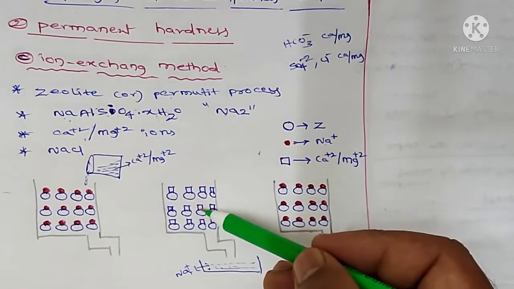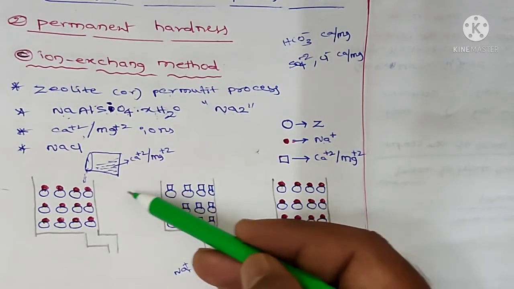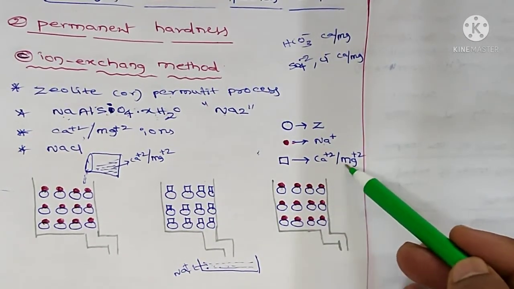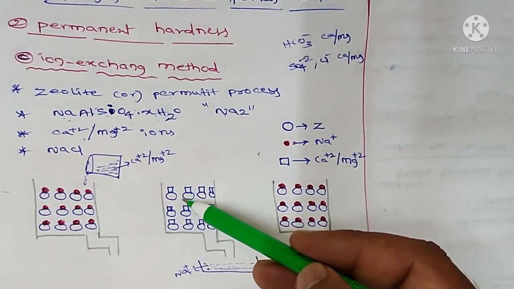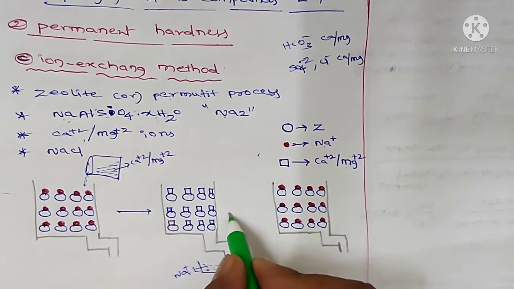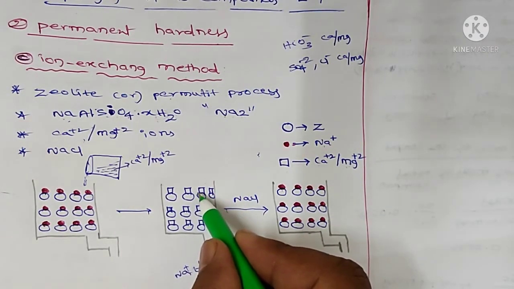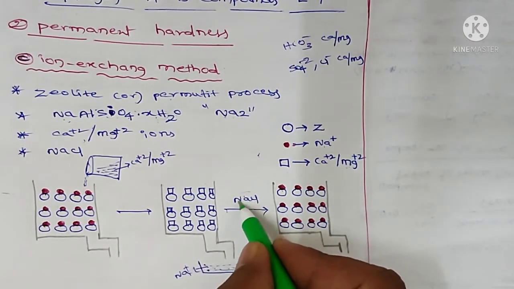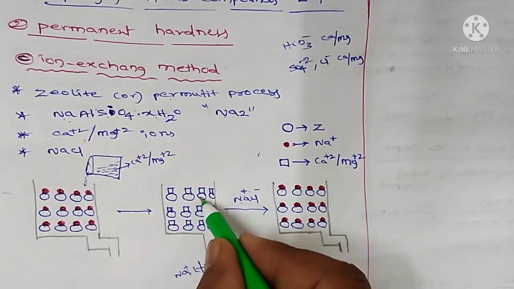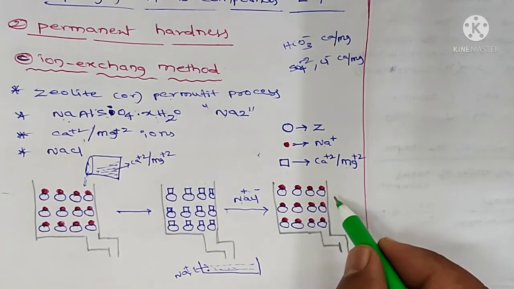During that process the zeolite is consumed, because the Na+ ions are replaced by calcium 2+ and magnesium 2+ ions. See here, the Na+ red dots are replaced by the squares. The square shows the calcium 2+ and magnesium 2+ ions. Here we can regenerate the zeolite by using NaCl. If you add NaCl, the calcium 2+ and magnesium 2+ ions are replaced by Na+, because NaCl has Na+ and Cl-. Then the zeolite is regenerated, and it can be used for further processing.